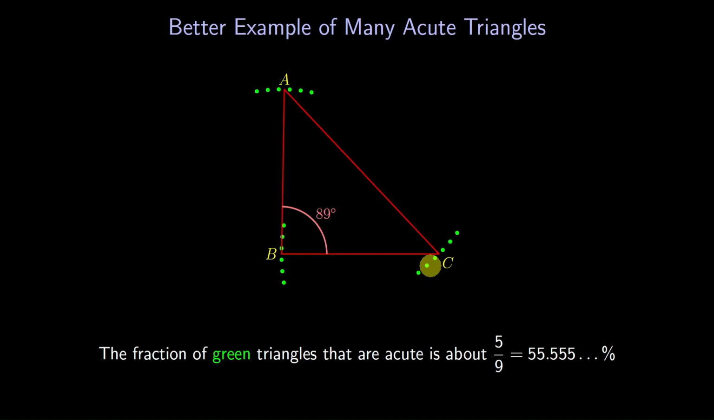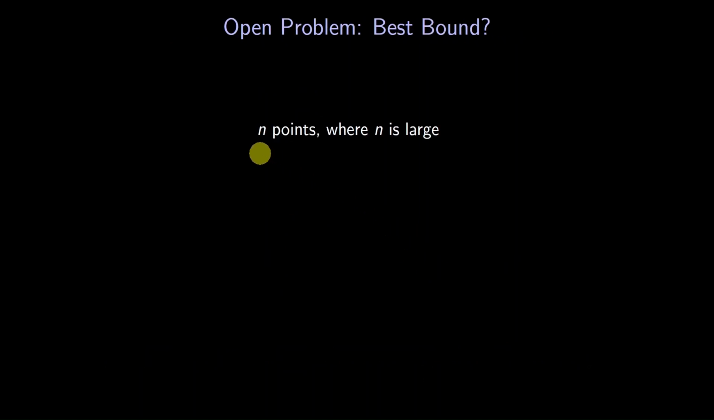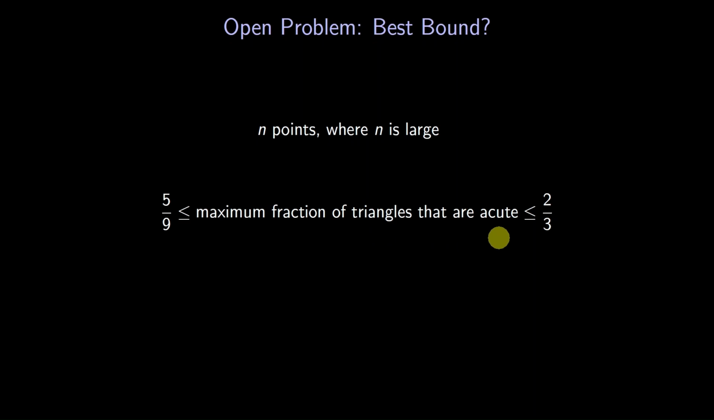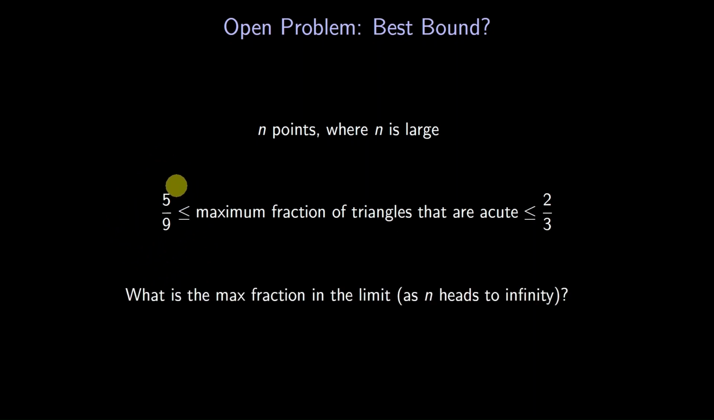So let's summarize our bounds. Suppose we have n points where n is large. Think of n as beyond 1,000,000, heading to infinity. What's the largest fraction of acute triangles we can have? Here are the bounds we've shown. As an upper bound, we've shown that at most 2/3 or so of the triangles are acute. On the other hand, as a lower bound, we've sketched a construction where more than 5/9 of the triangles are acute. The largest fraction of acute triangles, therefore, is between 5/9 and 2/3.